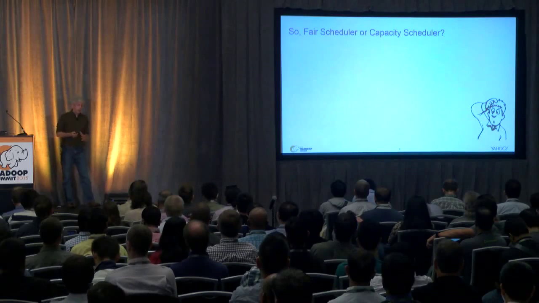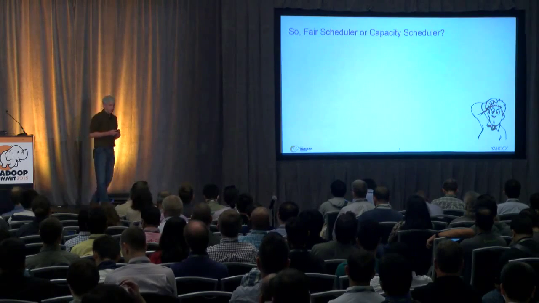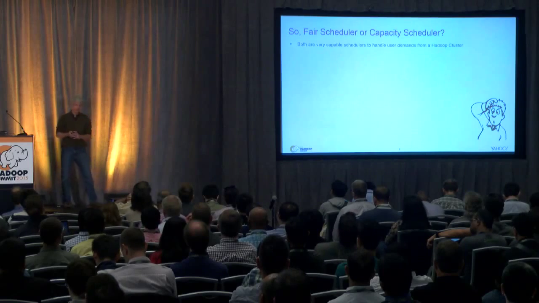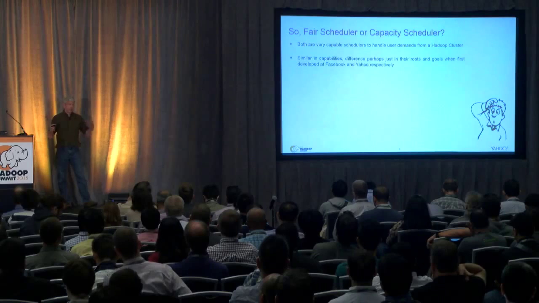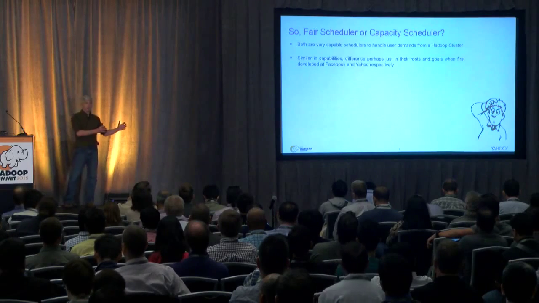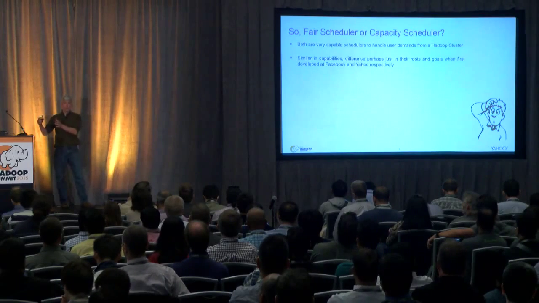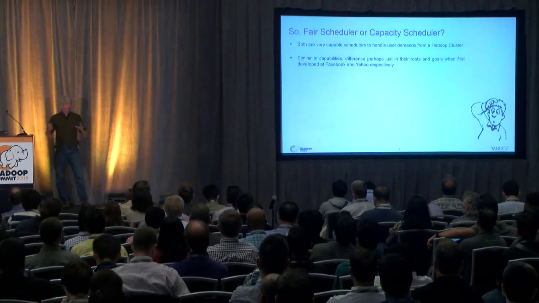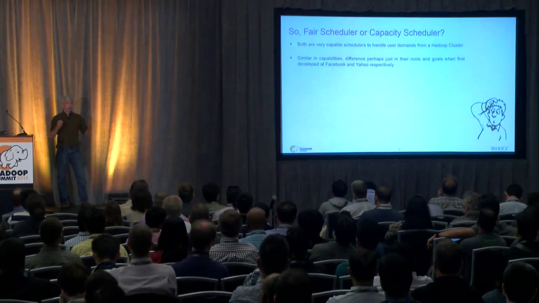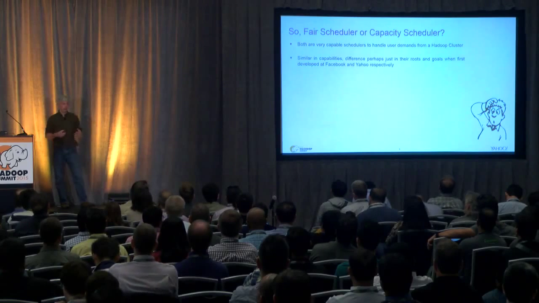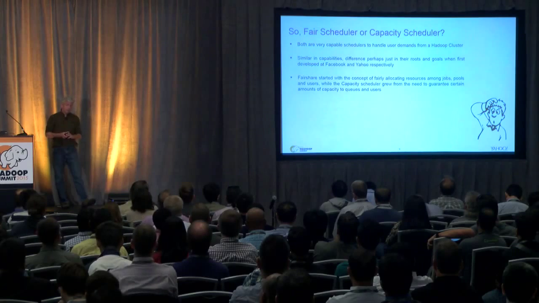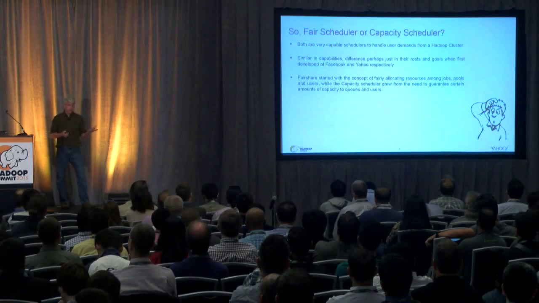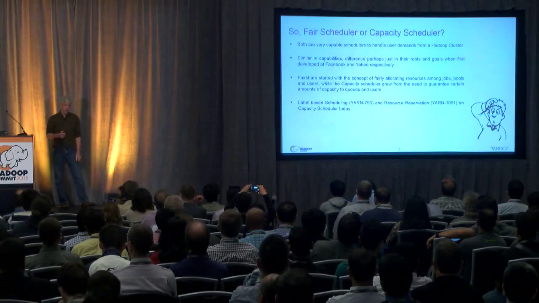So a question a lot of people always ask is, which do you pick, the fair scheduler or the capacity scheduler? They're both very capable. They started in two different places. One was very focused on fairness, and the capacity scheduler was very focused on guaranteeing that you have capacity. But that left a big hole, a big place in the middle, right? So they've converged a lot, and you can do most of the same things with both of them. The fair share started with the concept of fairly allocating, and like I said, the capacity was around guaranteeing capacity.